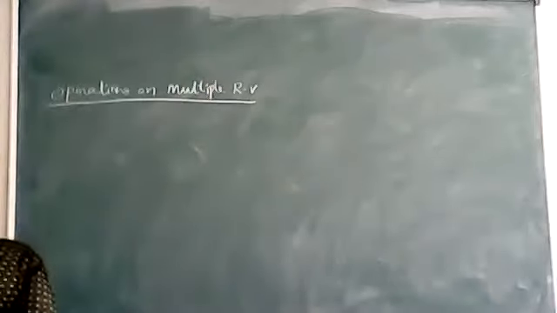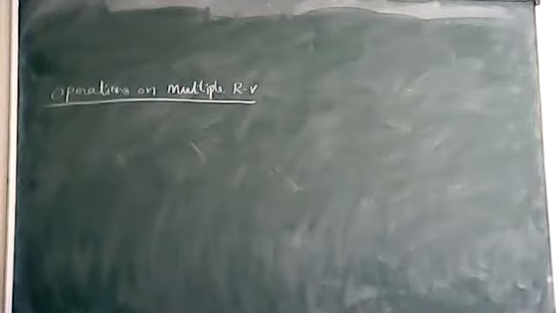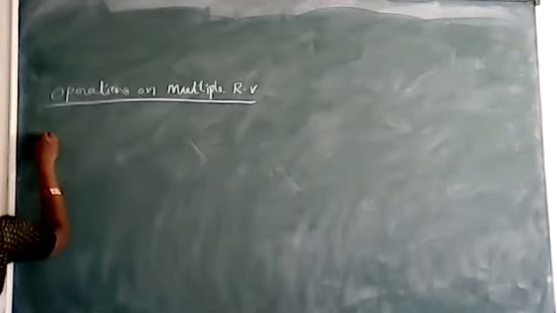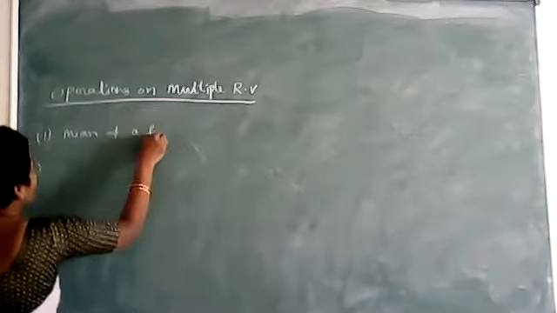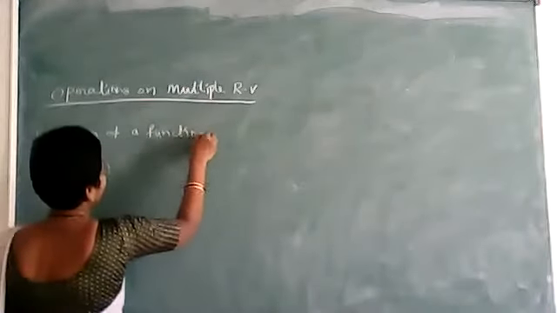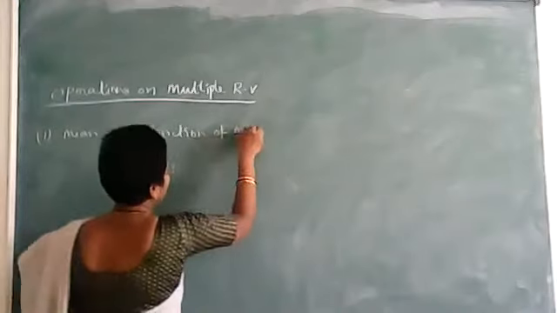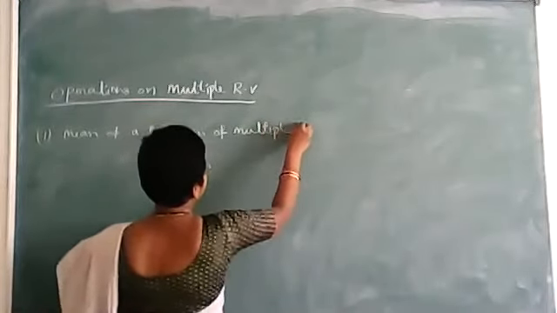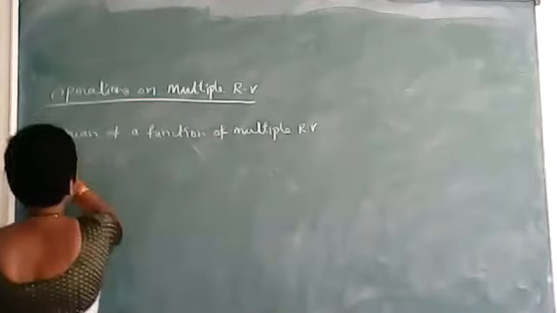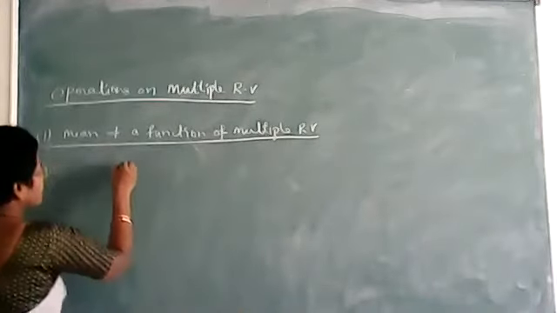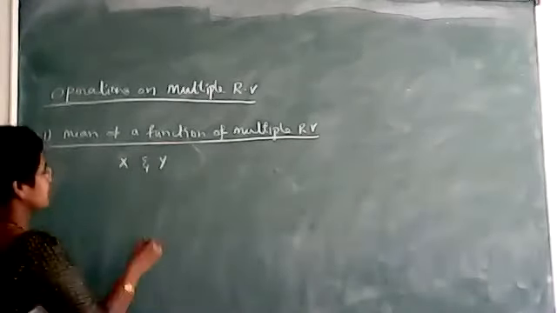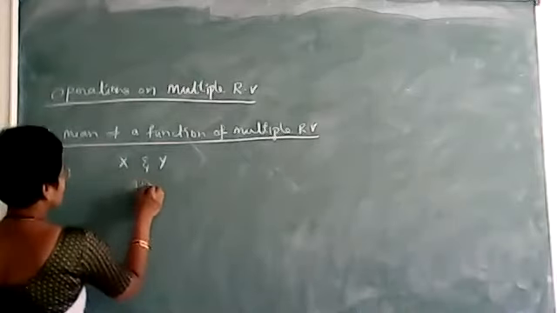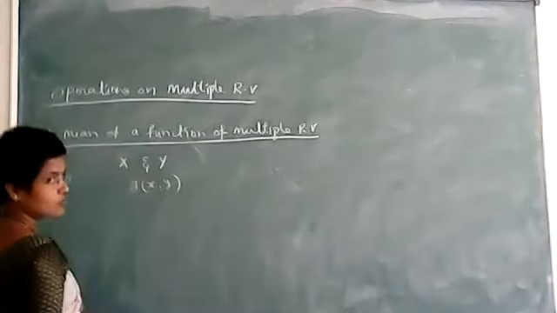So today we will be discussing the operations that can be performed on multiple random variables. The first operation is the mean of a function of multiple random variables. Here we have considered two random variables, x and y. Now we have taken a function g which is a function of these two random variables, so it is g of x comma y.